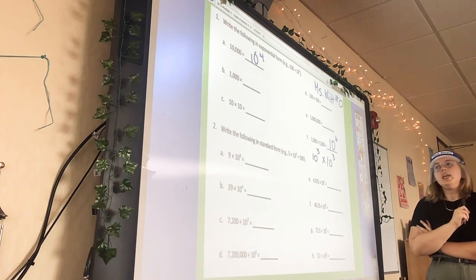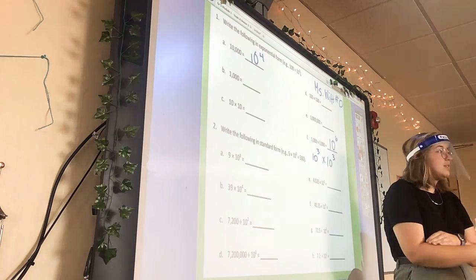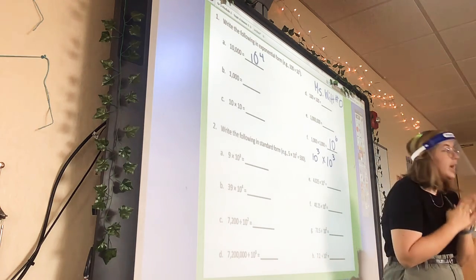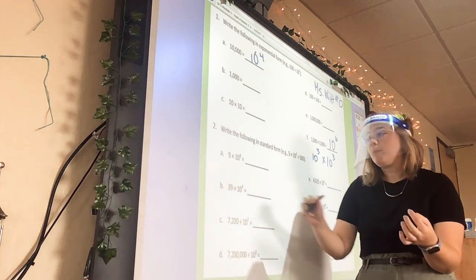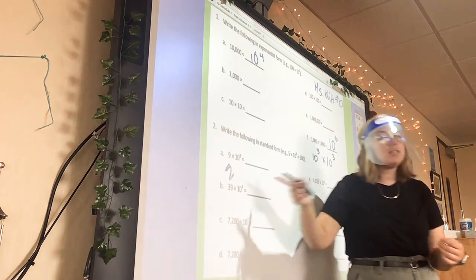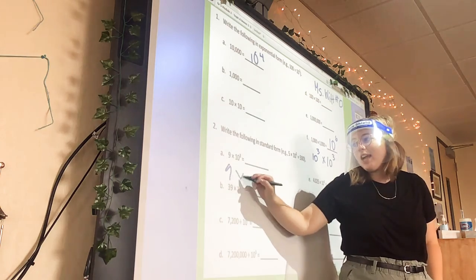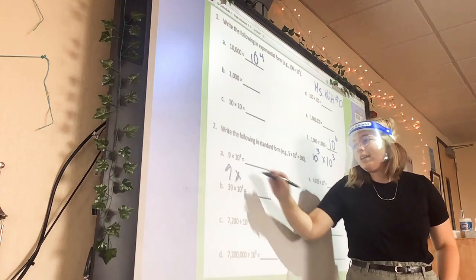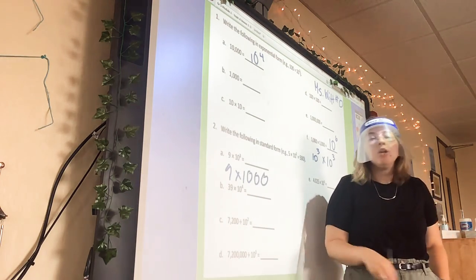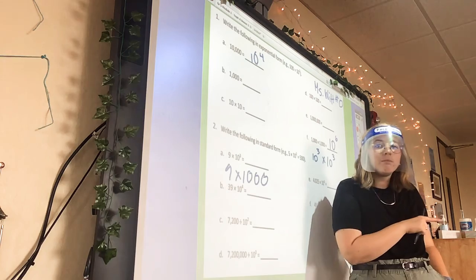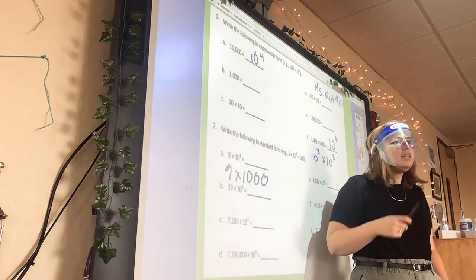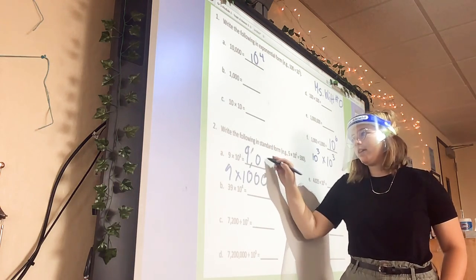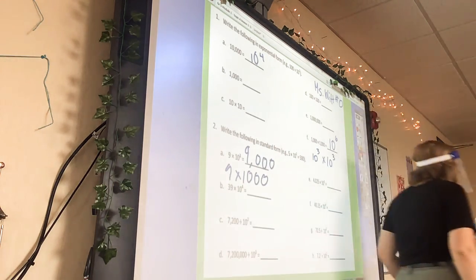All right. On 2, you're doing the opposite. You're going to solve it and write it in standard form. This is what I do, and it's super helpful: rewrite the problem. So 9 times 10 cubed is actually 9 times what? What's 10 to the third in standard form? 1,000. So it's 9 times 1,000. What's 9 times 1,000? 9,000. Okay?